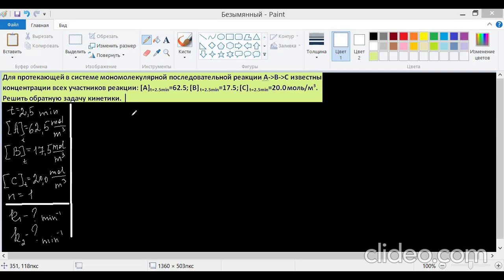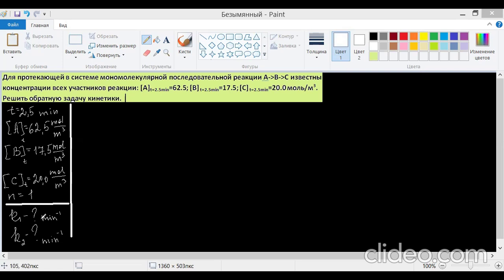So what does it mean to solve an inverse problem of chemical kinetics? It means to calculate the magnitudes of K1 and K2 rate constants, and preferably, if it's possible, on the basis of the data given, to work out the mechanism of this reaction. But in this particular case, all we need to do is to compute the values, the magnitudes of K1 and K2. Okay, so the picture is quite clear.